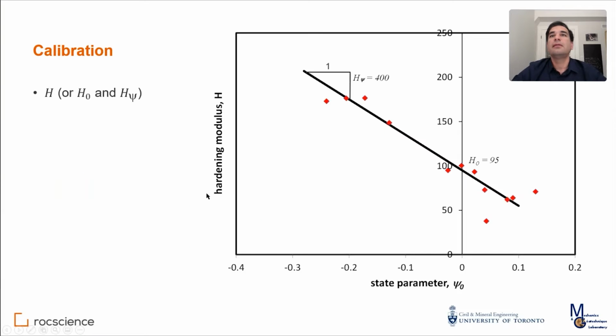And from there, you come back, and after you did this for all of your tests, you plot this up against the initial state parameter. And usually this turns out to be dependent on density and the state, so you fit a line to it. So those H naught and H psi parameters are basically the intercept and the slope of this line.